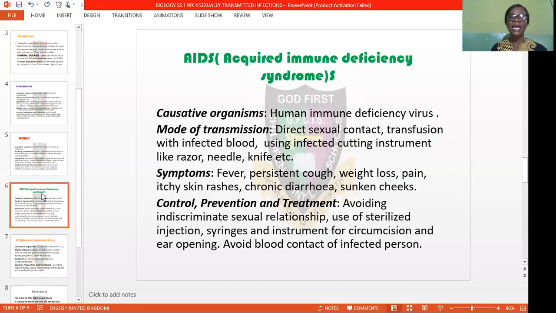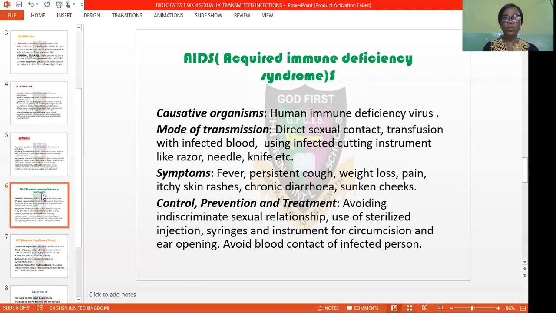Thirdly, let's see AIDS, acquired immune deficiency syndrome. It is caused by an organism called human immune deficiency virus. How does it enter into the host? This one too is through direct sexual intercourse with an infected person. It can also be gotten through transfusion with infected blood.